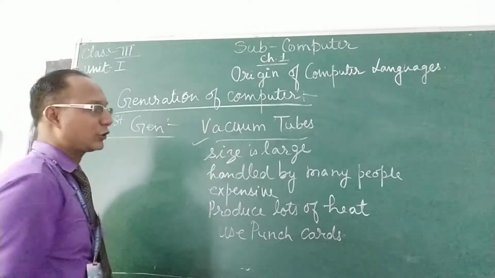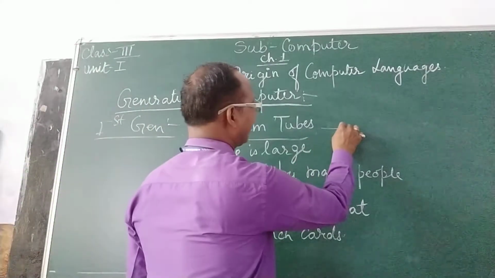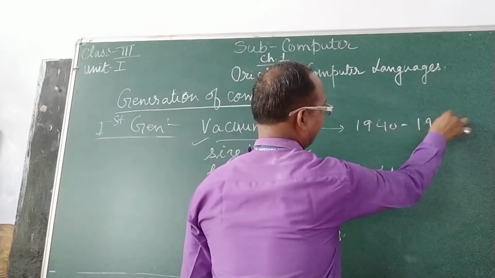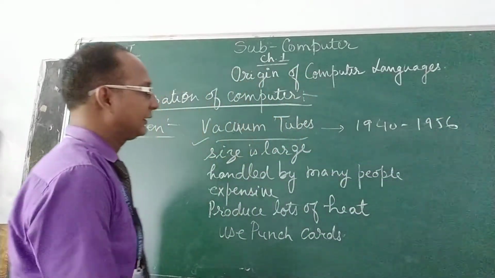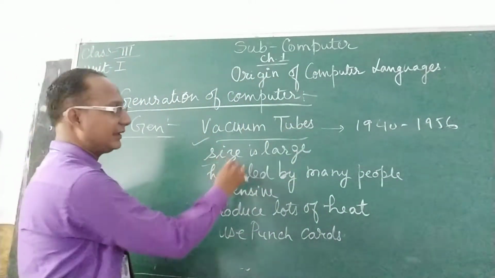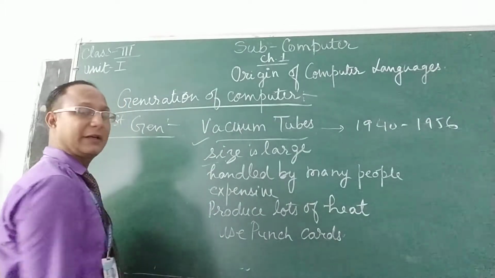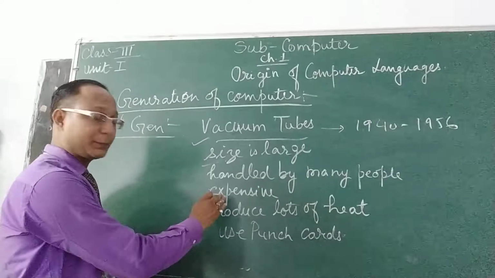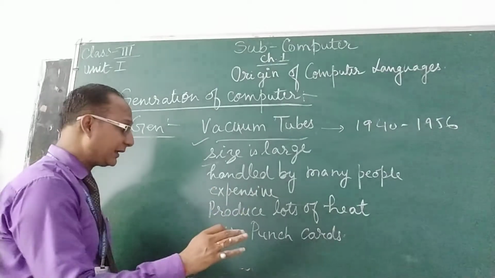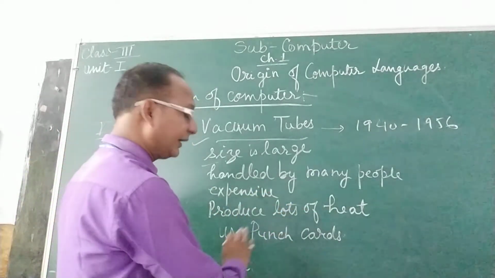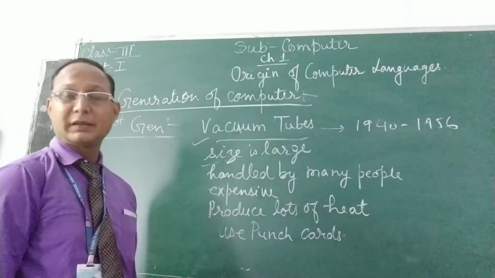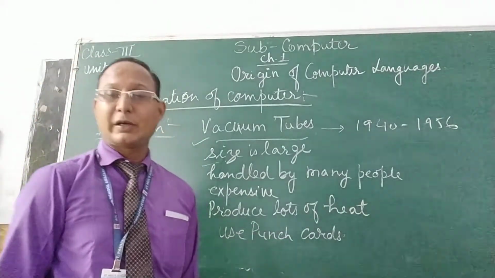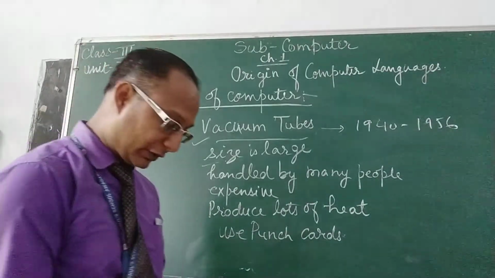The technology used was the vacuum tube. This was from 1940 to 1956. The size of the computer is very large. It is handled by many people. It is very expensive, takes a lot of space, produces a lot of heat, and uses punch cards. This is the input device to read the program.